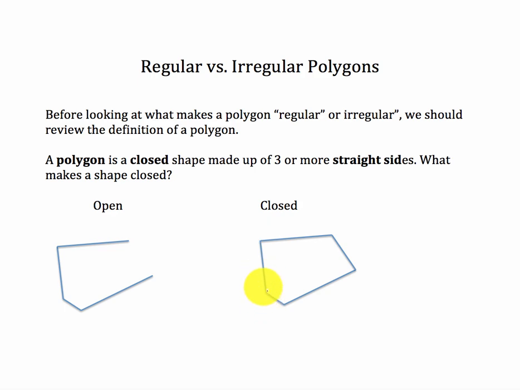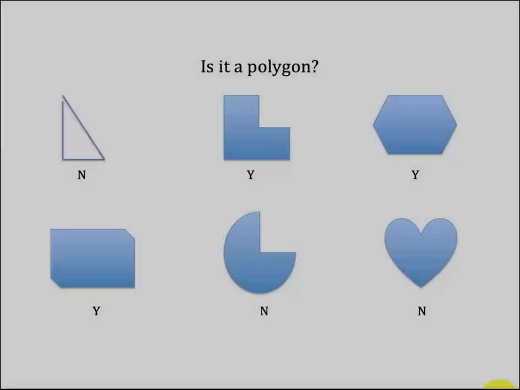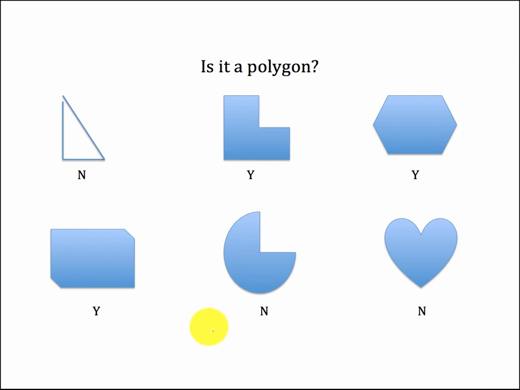So all the lines need to connect end to end and eventually connect back up with each other. And they all have to be straight to make it a polygon. Okay? If there's any curved sides, then it's no longer a polygon. So knowing those rules for polygons, let's look at some of these shapes and we'll decide if they're a polygon or not. You can already see the answers, but we'll just go through them.